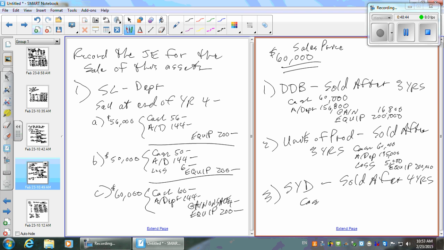How about the last one? How much cash? 60. How much equipment went away? Of course, the whole 200. So when you looked up accumulated depreciation, what was it? 168. All right, that left a 32,000 book value, and you sold it for 60. What do you have, everybody? Gain of 28. Ta-da! We're brilliant people. You can do this thing.